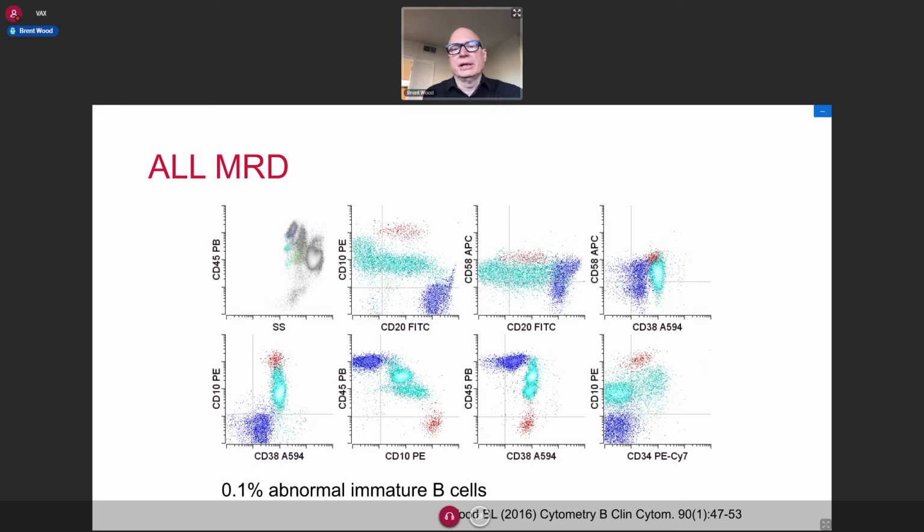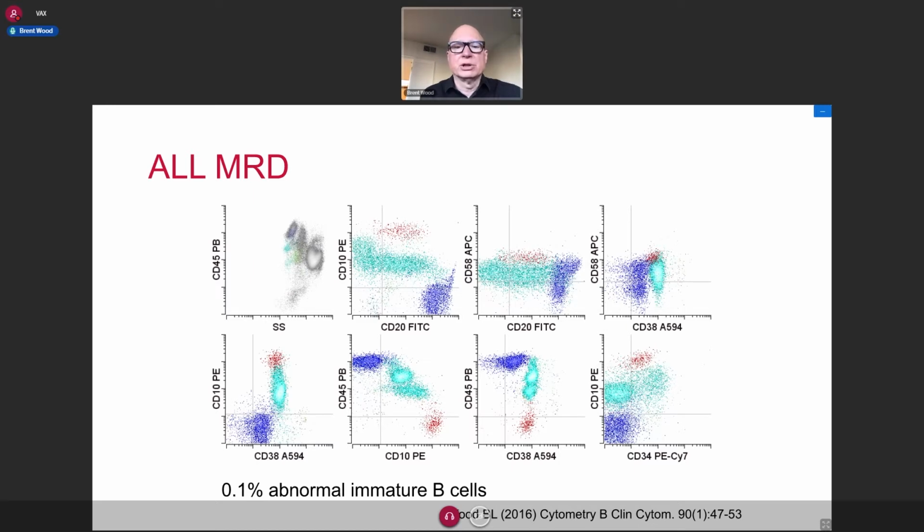In the top row, second from the left, you can see CD10 versus CD20. Normal immature B cells are in light blue, normal mature B cells are in dark blue, and there's a population of cells in red, which is different from any of those normal populations. It expresses an abnormally high level of CD10, also co-expresses CD20 in a way that's not normal for B cells. CD58 on the next panel over is increased in intensity relative to normal immature B cells.